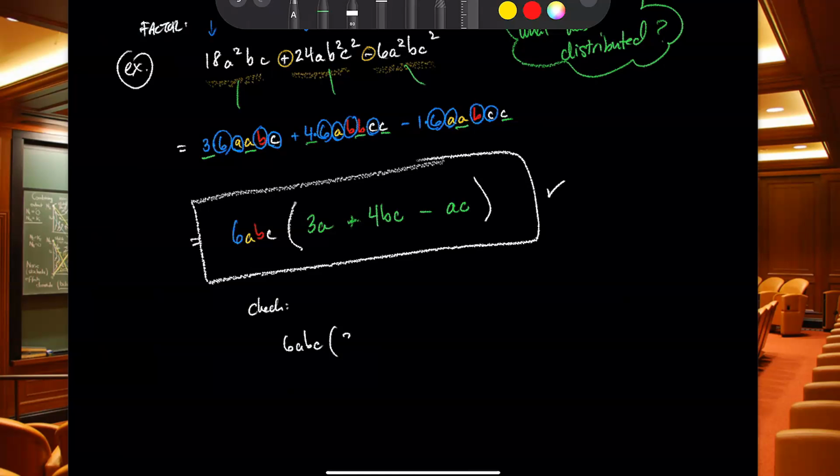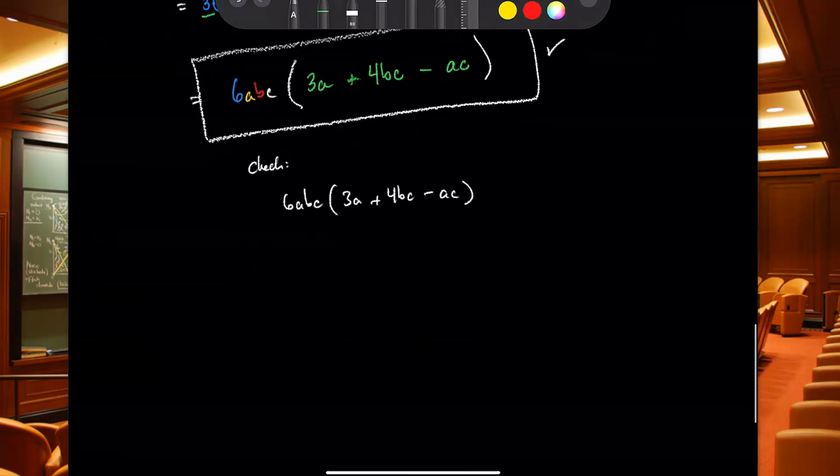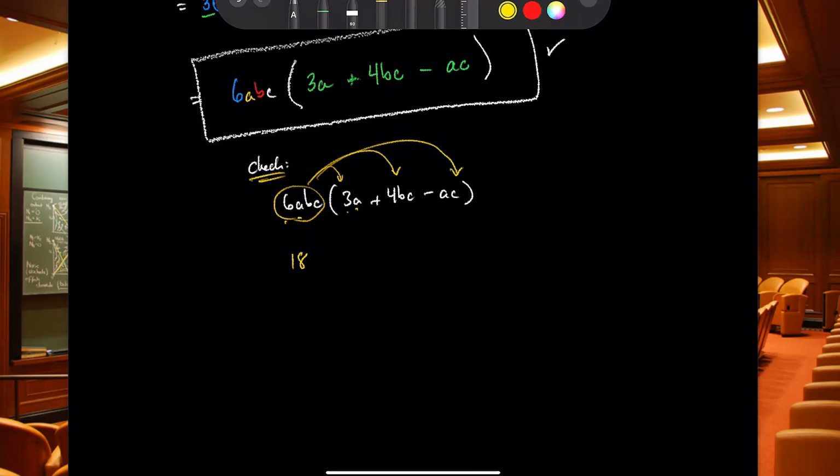And since this is a 3-termer, let's go ahead and do that just to practice again. We'll do it quickly. Distribute this whole thing in and we should end up with what we started with. That's what we're checking. So 6 times 3 gives us 18. A times A gives us A squared, and then BC. Second term, 6 times a positive 4 gives us plus 24. A, B times B gives me B squared, C times C gives me C squared. And then 6 times a negative 1 gives me a minus 6.